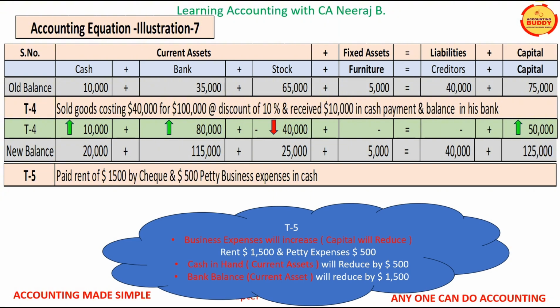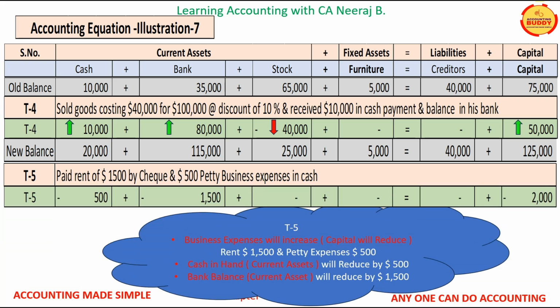If we analyze this transaction, three accounts will be affected by this transaction, which are cash in hand, bank balance, and capital. Cash and bank, being the assets, will affect the left hand side of the accounting equation, and the capital will affect the right hand side of the accounting equation. Cash will be reduced by $500 because the petty expenses are paid by cash. Bank balance will be reduced by $1,500 as the rent is paid by check. And capital will be reduced by $2,000 as both the rent and petty cash expenses will reduce the profit of the business.